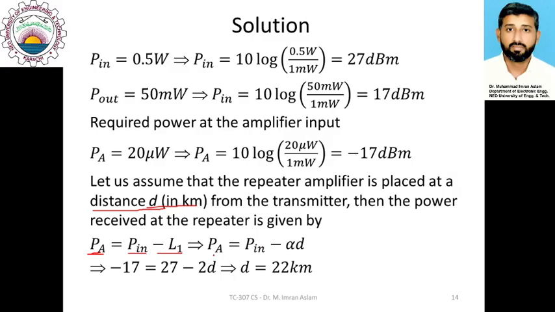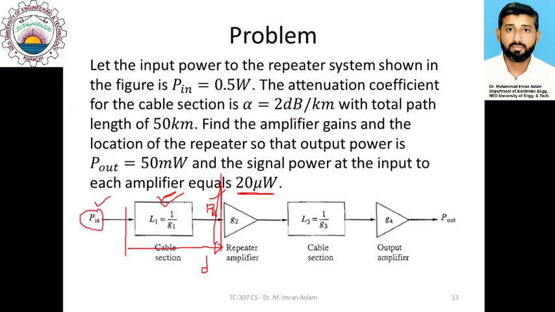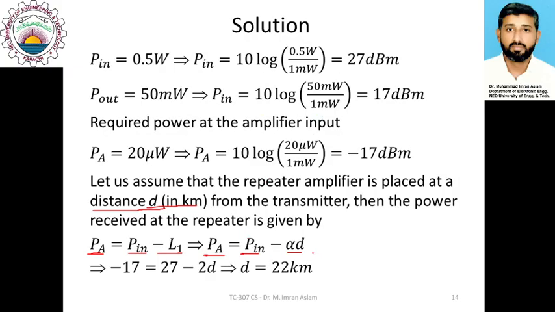So this gives you that PA should be equal to Pin minus this loss, because the cable section is d kilometers long, and each kilometer has an attenuation of 2 dB per kilometer, so it should be replaced by alpha d, so that you calculate the overall attenuation. And from this equation, if you simplify this, you can easily calculate the distance where you have placed the repeater, and this distance comes out to be 22 kilometers.